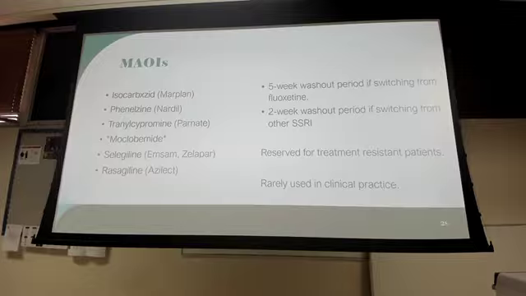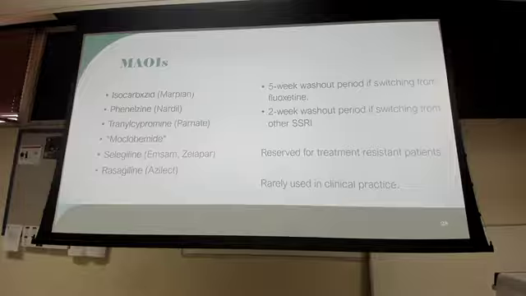Alright, everybody. That puts us at 10 minutes, so we'll go ahead and jump right back in. Okay, so we talked about the overall category of the MAOIs. We talked about some of those unique side effects, one of them being that hypertensive crisis. Now we're going to jump into the meds themselves.